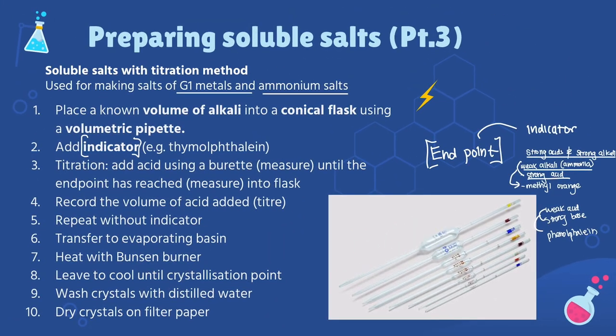Okay, so the steps are, firstly, you're going to place a known volume of alkali into a conical flask using a volumetric pipette. Secondly, you're going to add an indicator, depending on what indicator we got from what acid and alkali we use. Then we're going to do the actual titration, where we add the acid using a burette. First, you have to measure it, and you have to get the endpoints with how much is needed to neutralize the acid. Then we're going to record the volume of acid added by measuring the titer.